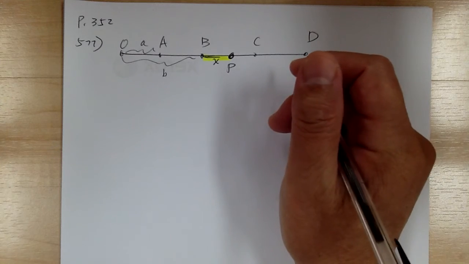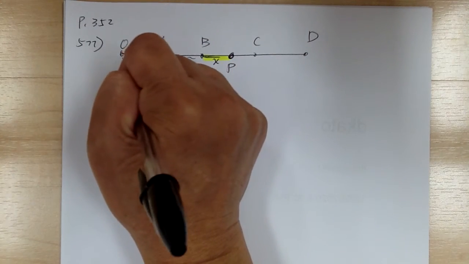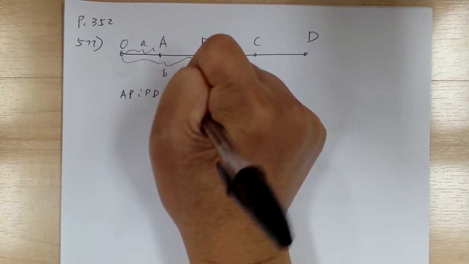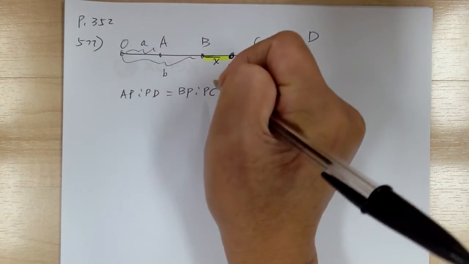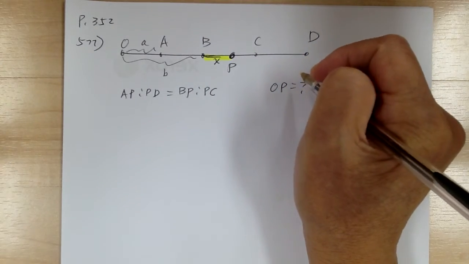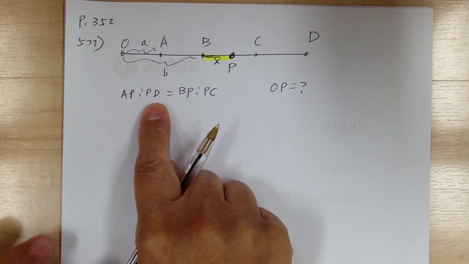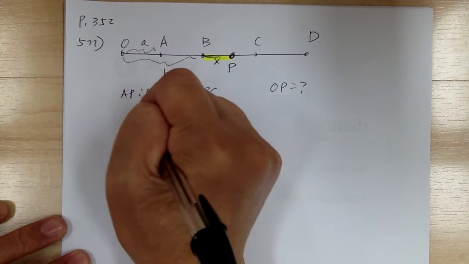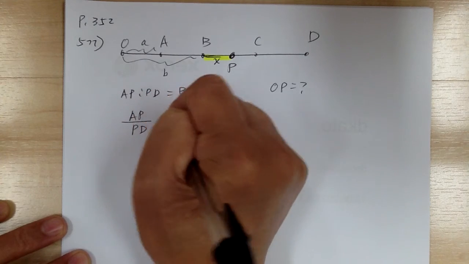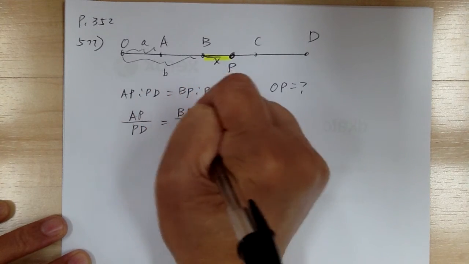And you're also given that AP to PD is equal to BP to PC. So you're looking for OP. So first let's go and write this in ratio form. So AP to PD means AP over PD equals BP over PC.